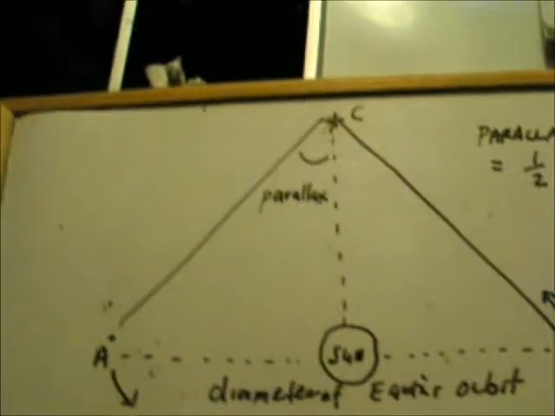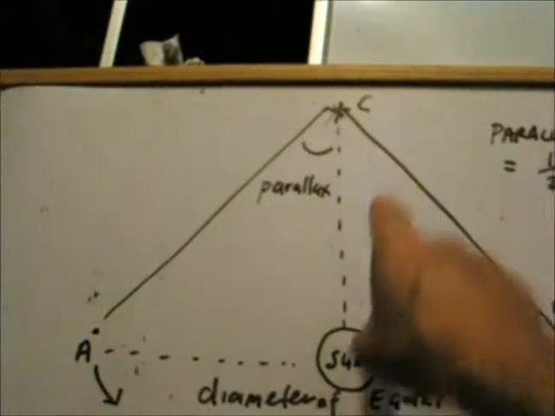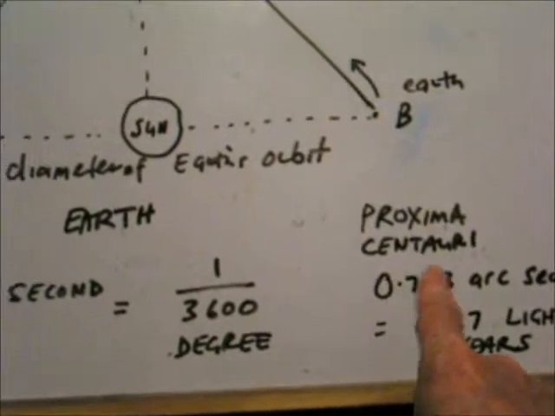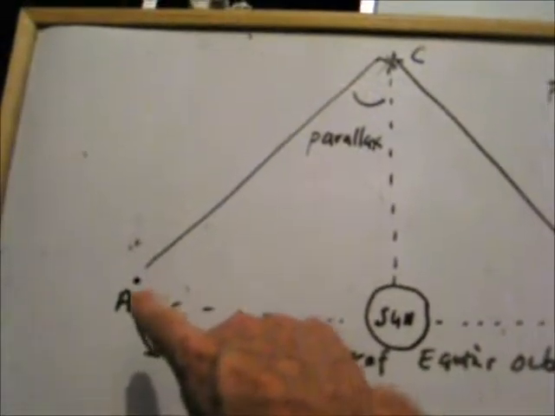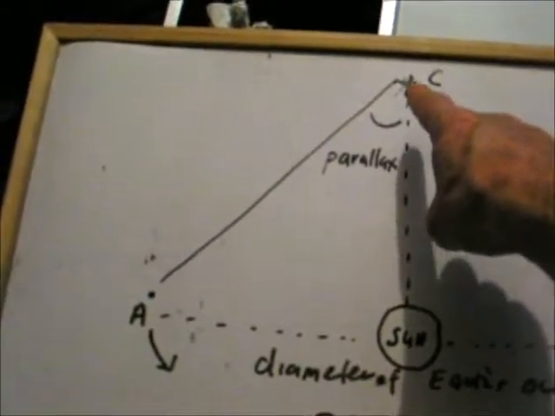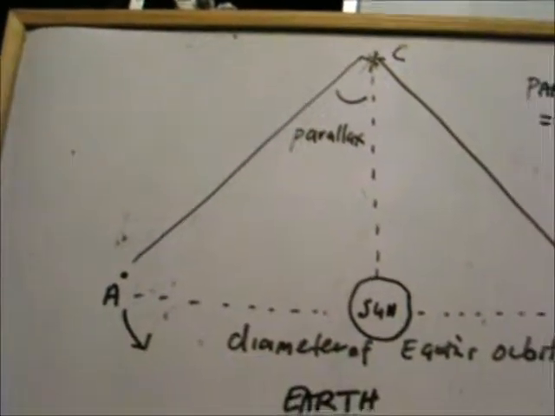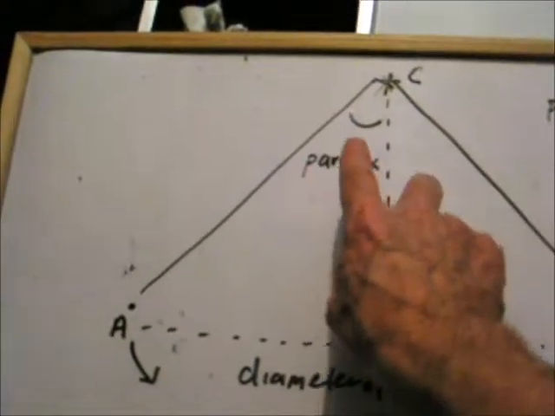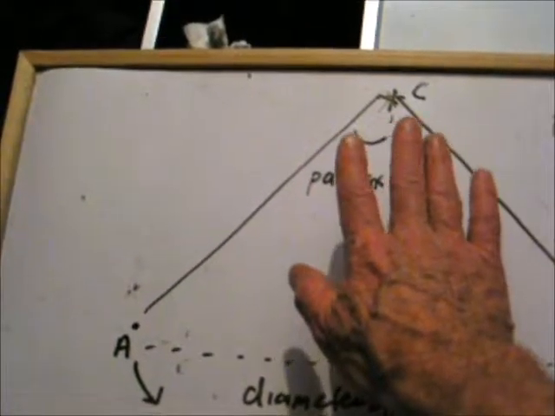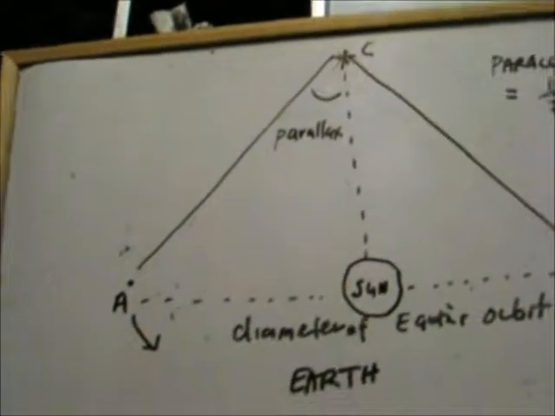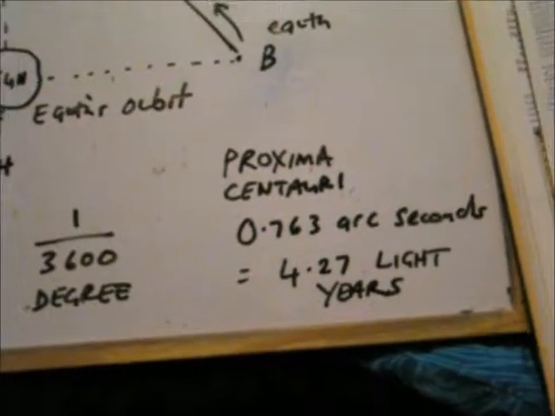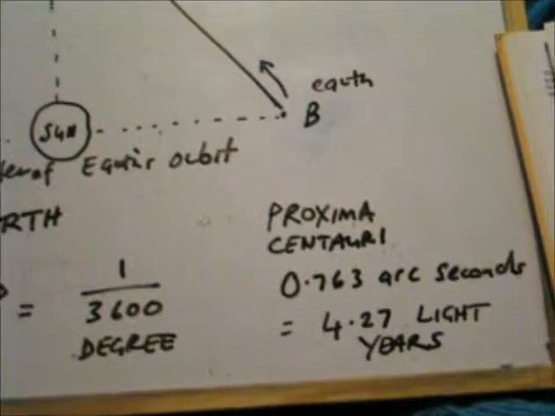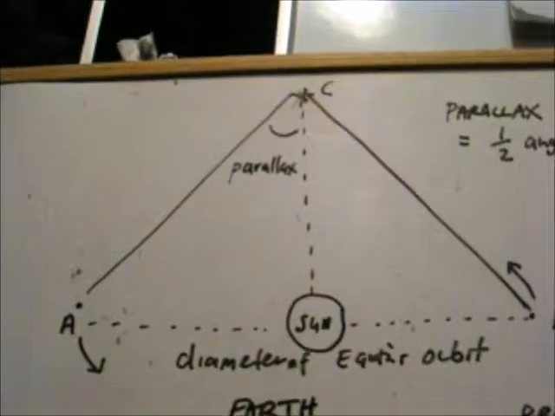If a star was further away than star C, which I'm supposedly representing as Proxima Centauri, the nearest star to Earth, you're obviously wanting to measure the distance between you and the star, light leaving the star and coming to you, then the angle that you're going to have to measure will become smaller and smaller and smaller. So the largest angle that you can measure is 0.763 arc seconds, and that works out as 4.27 light years away. So that means you observe that star Proxima Centauri as it was 4.2 years ago.